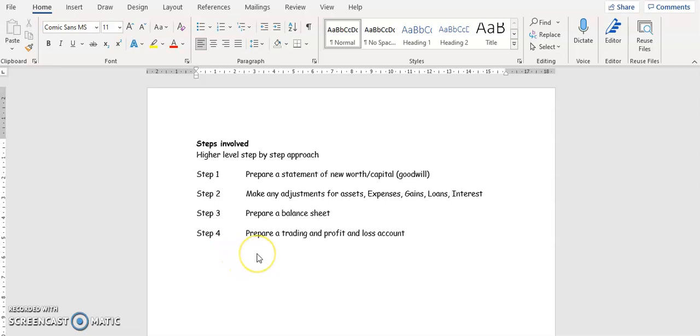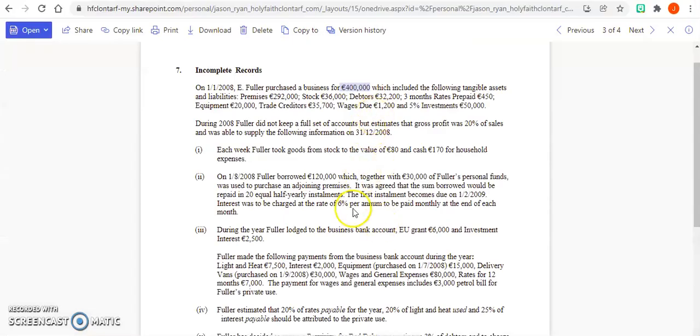Okay, so the next step then for our incomplete records type B is step 2. We're going to make any adjustments for any assets, expenses, gains, loans or interest. So we're going to look down through the question and see if there's any assets, investments, gains, loans, interest. Each week Fuller took from stock €80 and cash of 170 for household expenses. That's going to be looking at our drawings when we come up to our drawings adjustment.